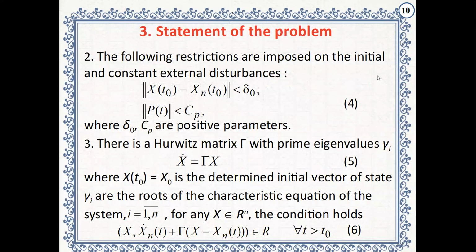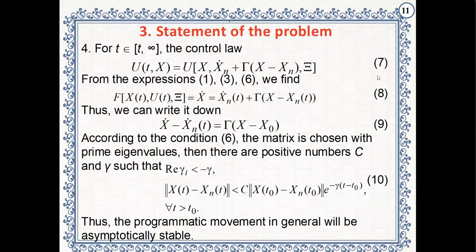Second, restriction 4 is imposed on the initial and constant external disturbances. Third, Hurwitz matrix 5 with prime eigenvalues gamma, where x is the determined initial vector of state and gamma are the roots of the characteristic equation of the system. Fourth, due to the selection of the Hurwitz matrix, the required transient process is provided.